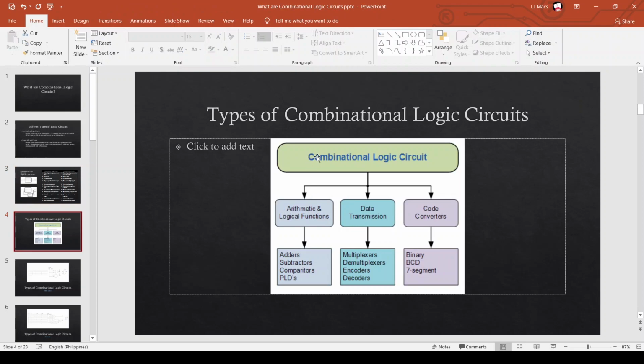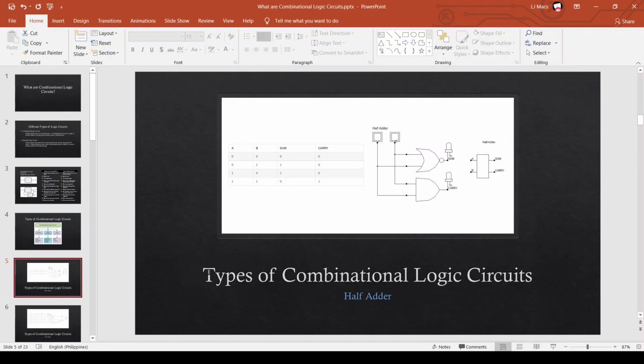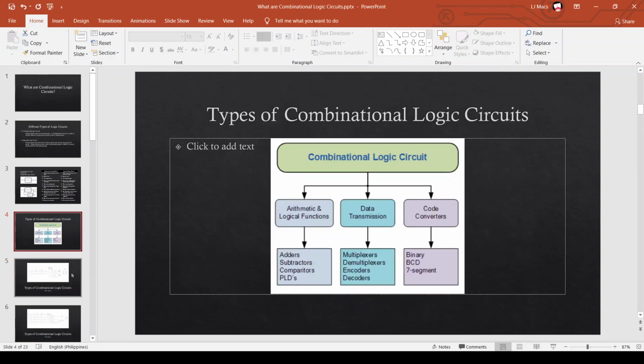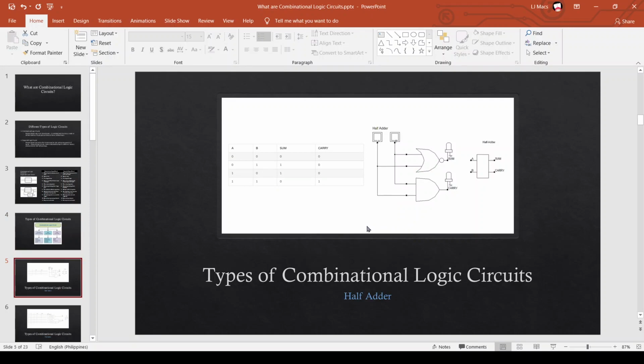Here we have the types of combinational logic circuits: arithmetic and logical functions, data transmission, and code converters. For arithmetic and logical functions, we have the half adder, subtractors, and comparators. For the half adder, as we can see, we have our inputs A and B, and the outputs, the sum and the carry. You'll see later how this works when we use it in a multiplier, and why we need to separate the sum and the carry.